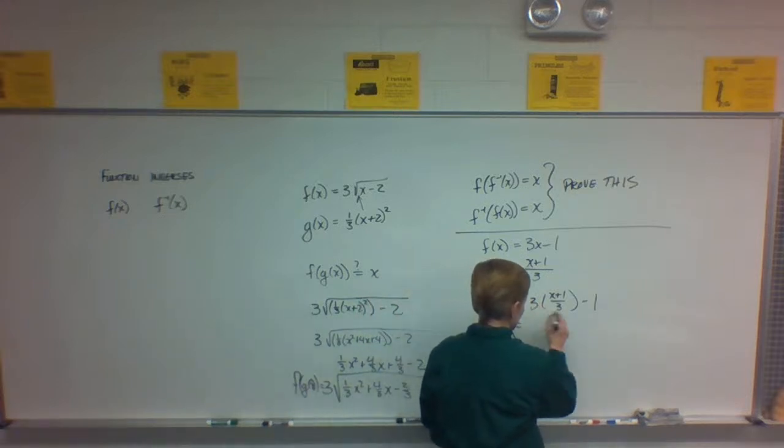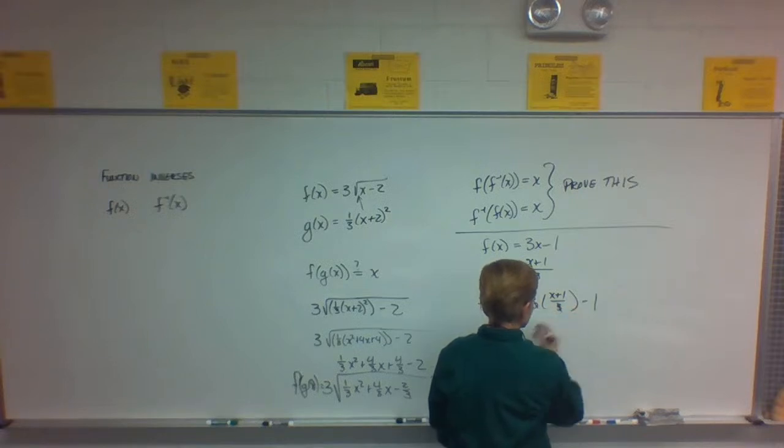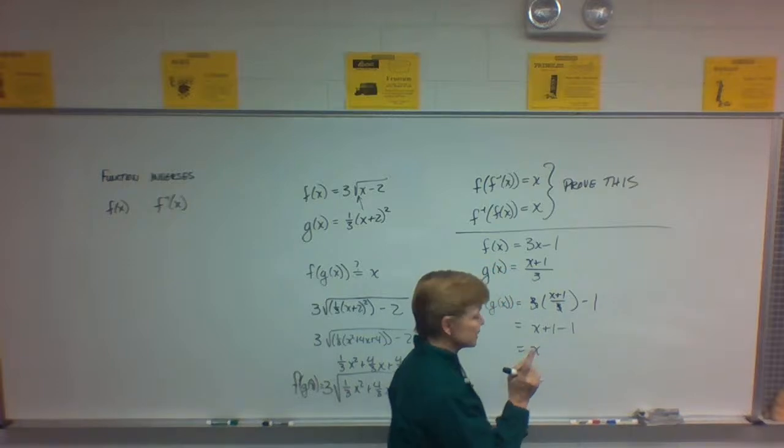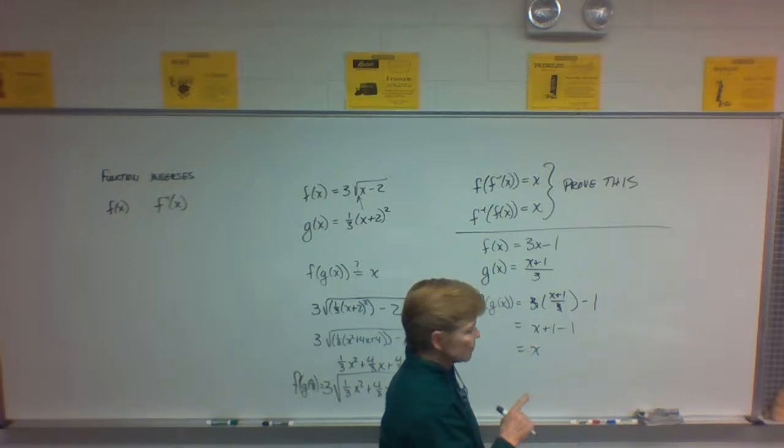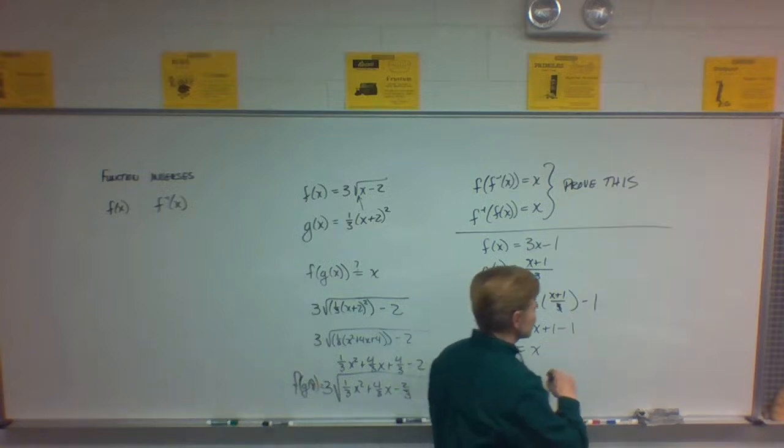Oh, look, the 3's cancel. This is on top, this is on bottom, and I end up with X plus 1 minus 1. Oh, so far so good. Is that enough? No. That's evidence that you need to continue. One composition turned out to be X. You have to show the other one as well.